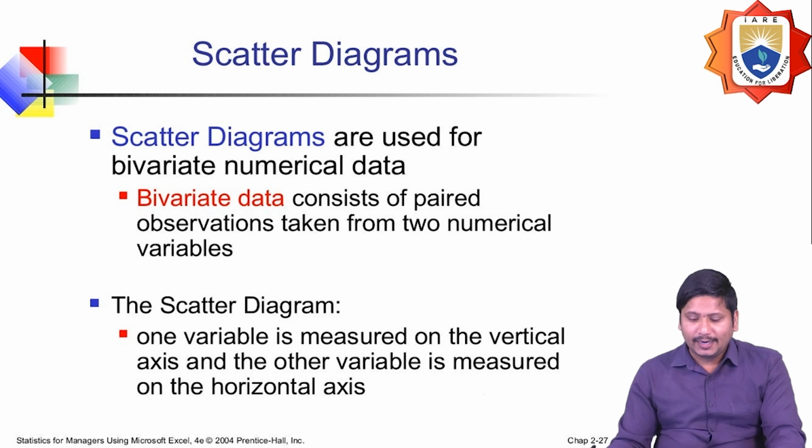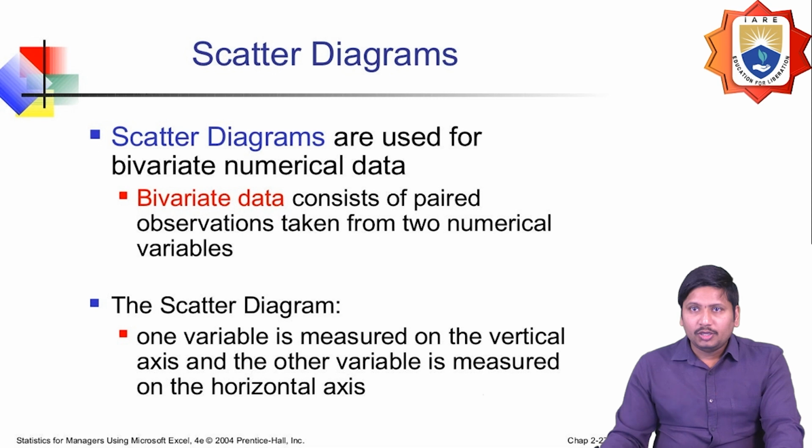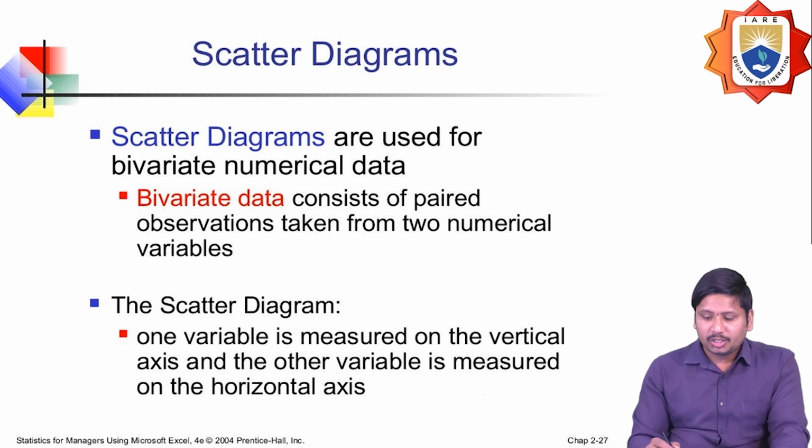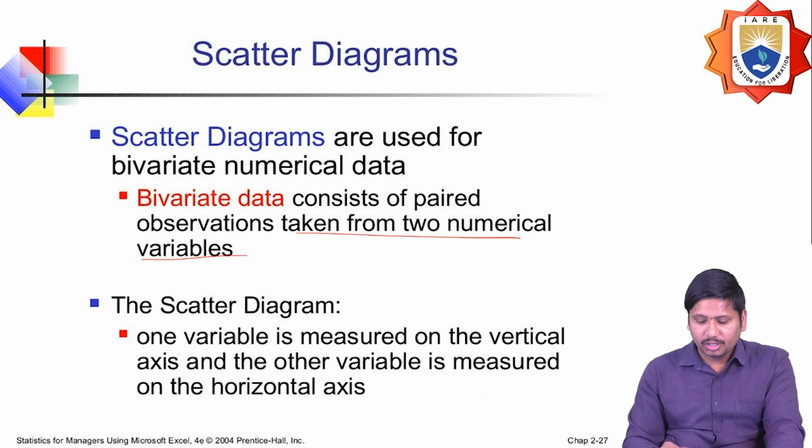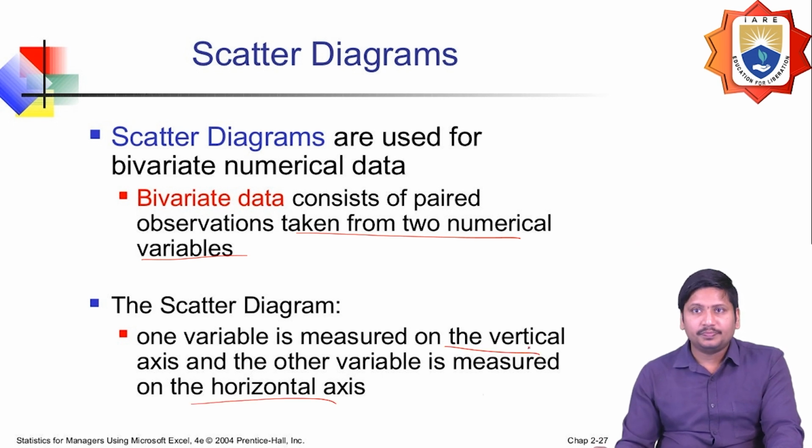And the next thing is the scatter diagram. A scatter diagram is used for bivariate numerical data. Bivariate data consists of paired observations taken from two numerical variables. In a scatter diagram, one variable is measured on the vertical axis and the other variable is measured on the horizontal axis.